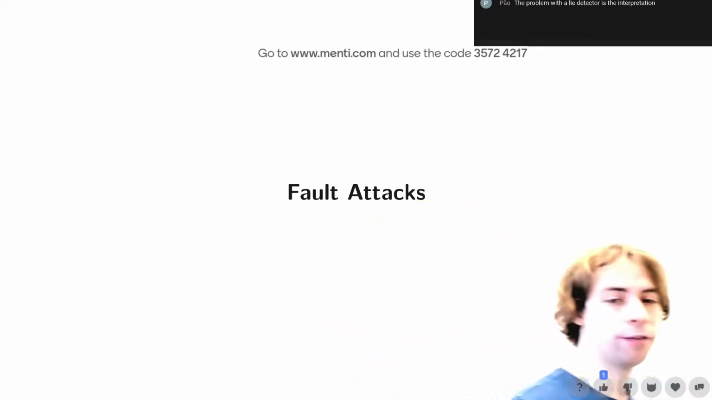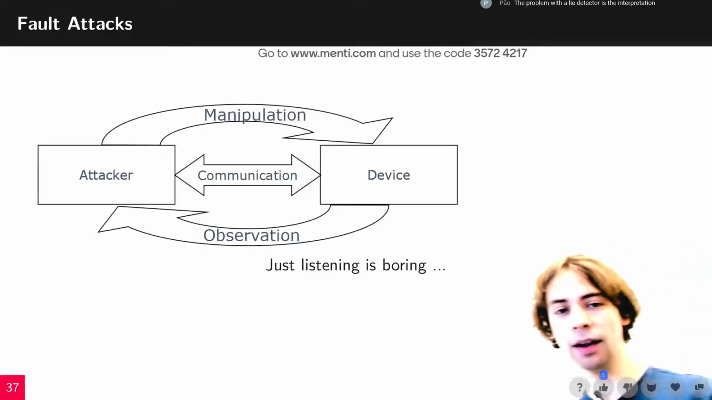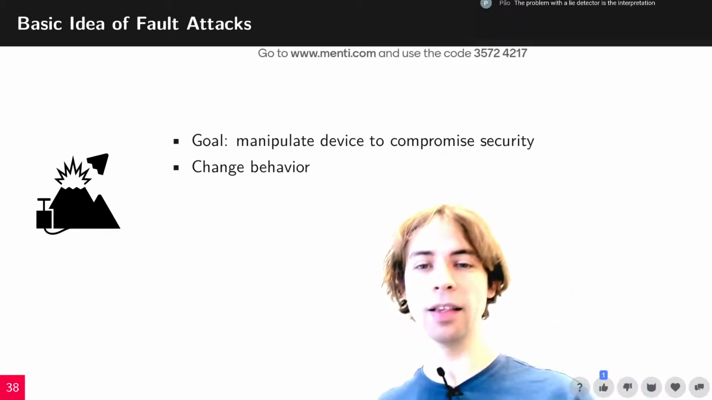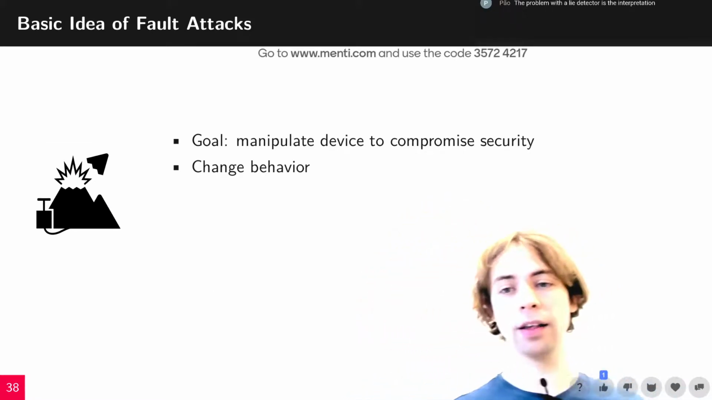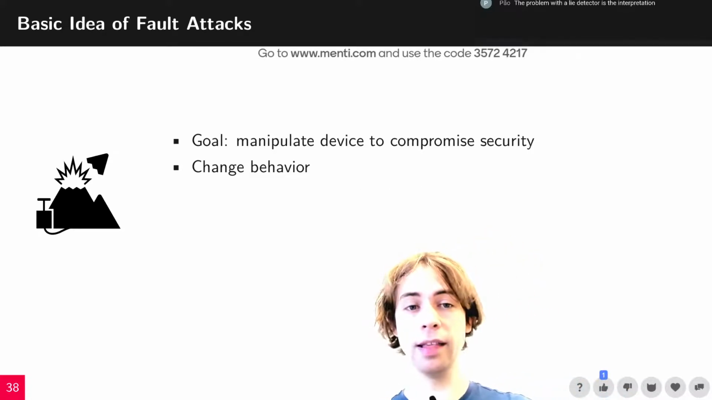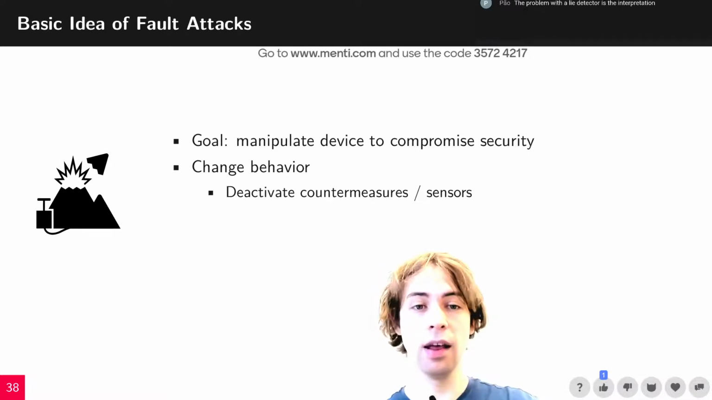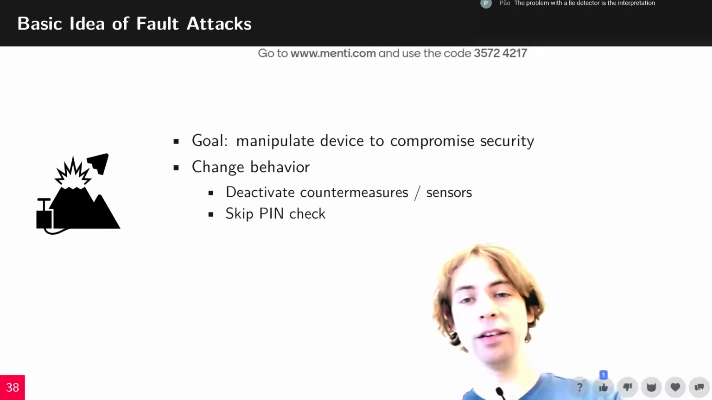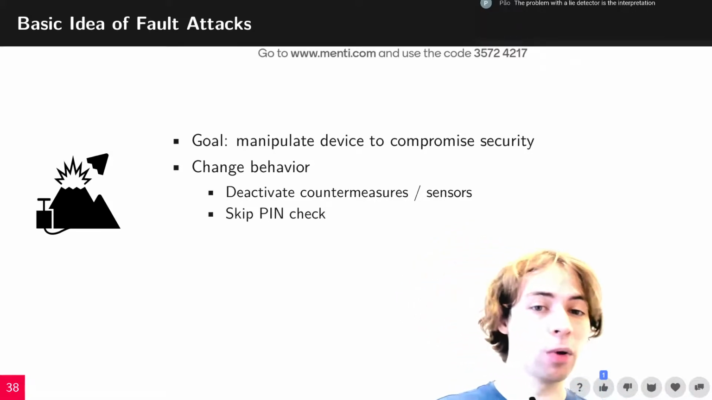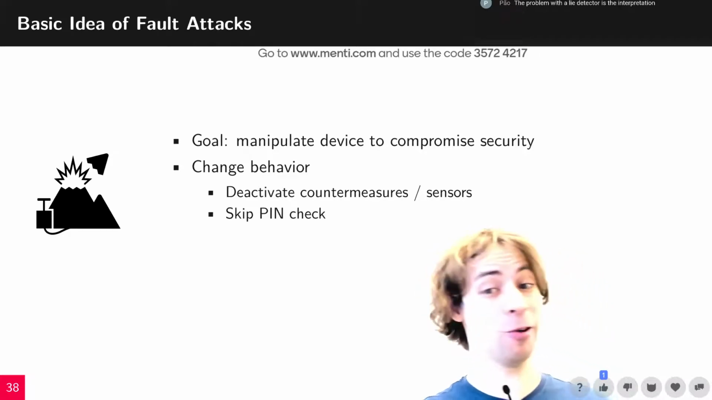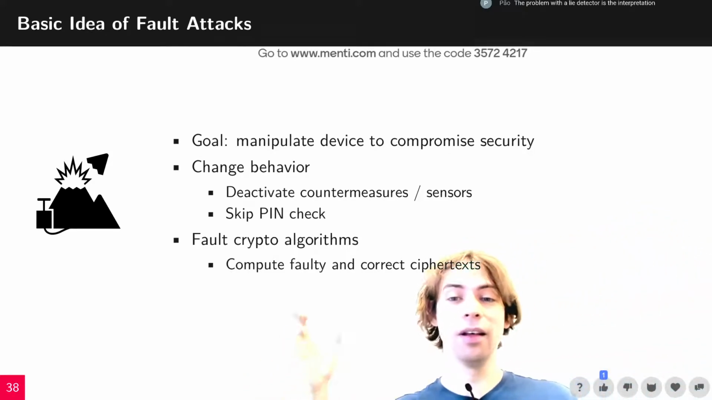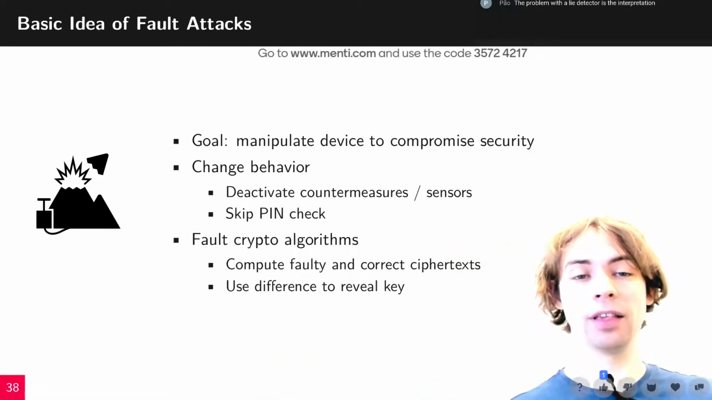We will continue now with the fault attacks, which are more active. And in this case, we will actively manipulate the device. So the basic idea of a fault attack is to manipulate the device and change its behavior so that we, for instance, deactivate sensors, deactivate countermeasures. We skip the pin check. We can also, of course, fault implementations like crypto algorithms again. And then we compute the faulty and the correct ciphertexts, and this will maybe give us the key.